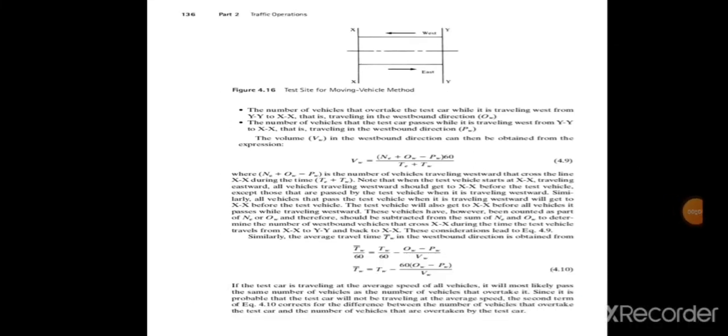The volume V sub W in the westbound direction can be obtained from the expression, and the formula is V sub W equals (N sub E plus O sub W minus P sub W) times 60 over (T sub E plus T sub W).